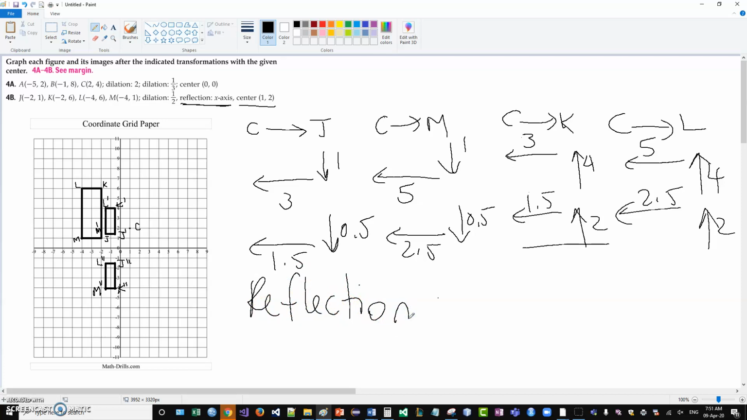So to do a reflection across the x-axis, each y, you take the opposite of it. For example, right here it was 4, it becomes minus 4. This one was 1.5, it becomes minus 1.5. The x's stay the same, but the y's are reversed.